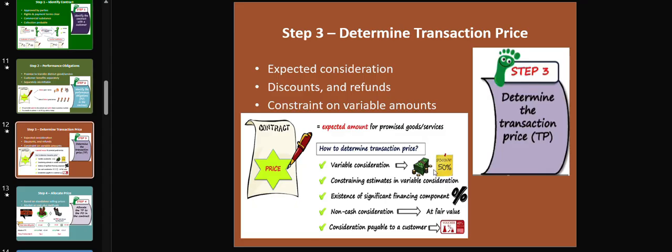Step number three, determination of the transaction price. The transaction price is the amount of consideration expected from the entity to which we are delivering products or services. It includes estimates of variable consideration, but it only applies constraints to avoid revenue reversal.